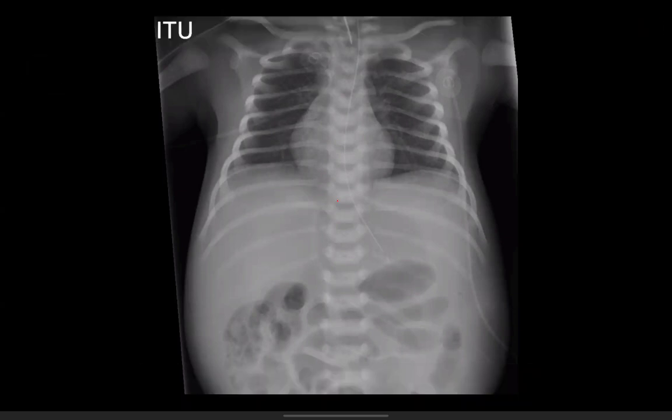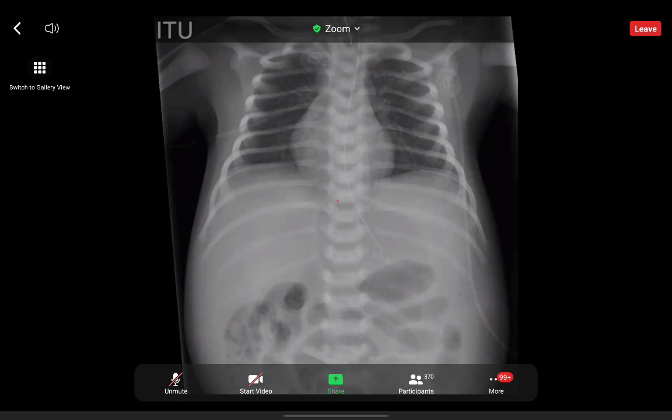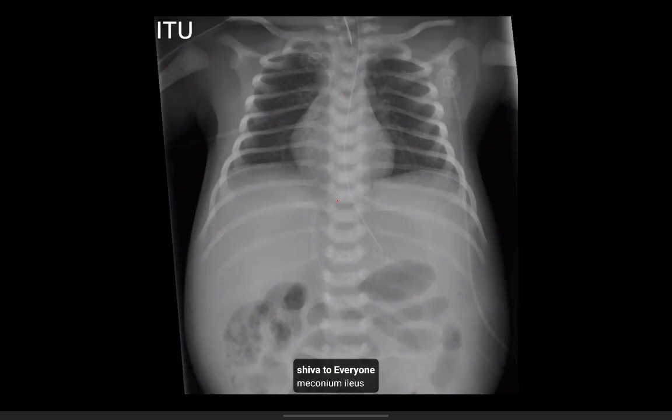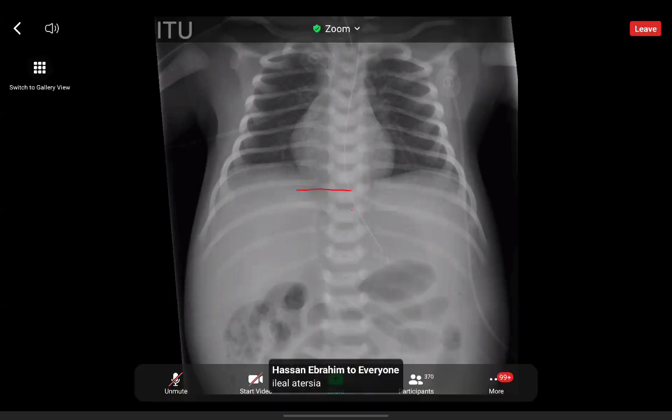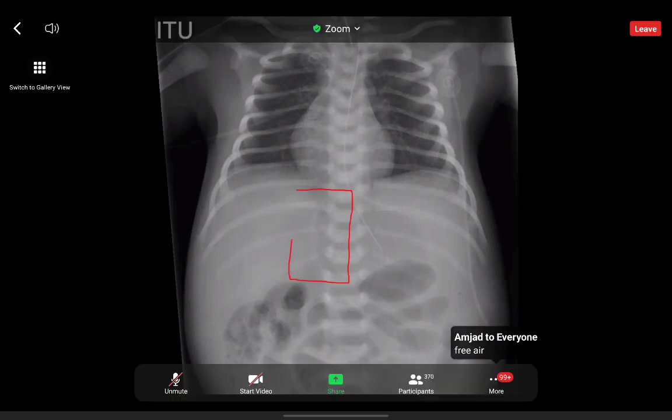And one person has said the really critical finding here, which is visualization of the falciform ligament. Have a look in this area here. Now, this is a very subtle sign, and I hope you can see it well on this projection, but there is free gas here, correct? So this is pneumoperitoneum in a neonate, which, as you said, is most likely to be due to necrotizing enterocolitis.